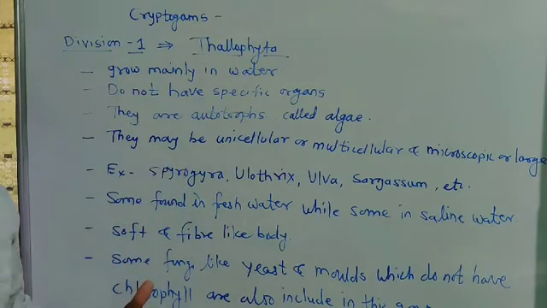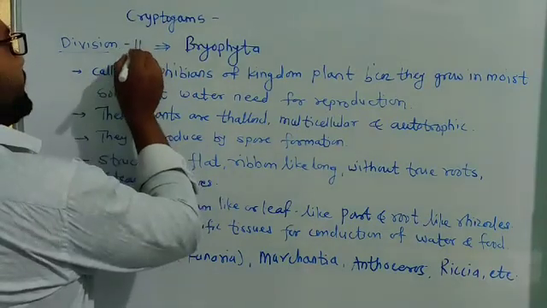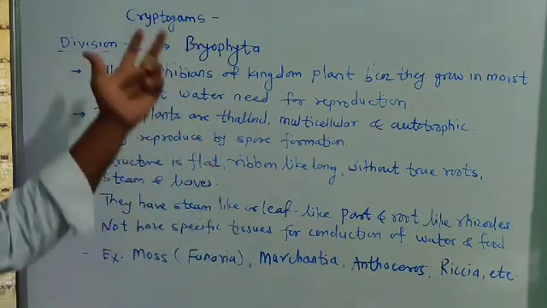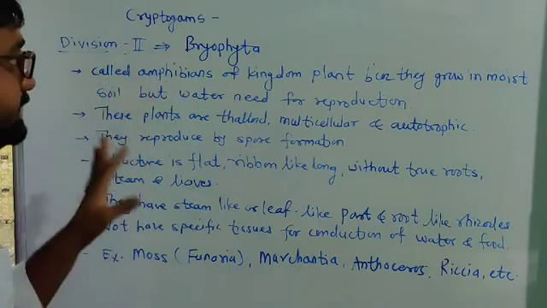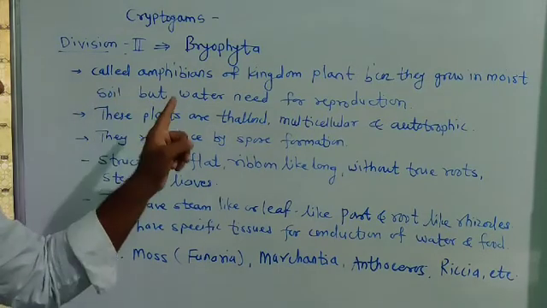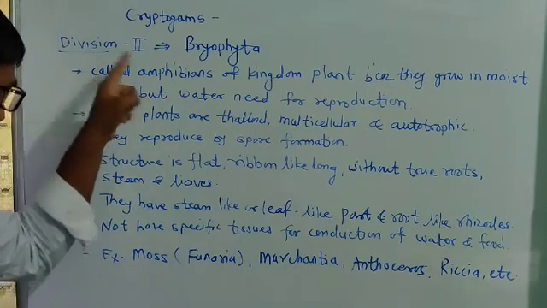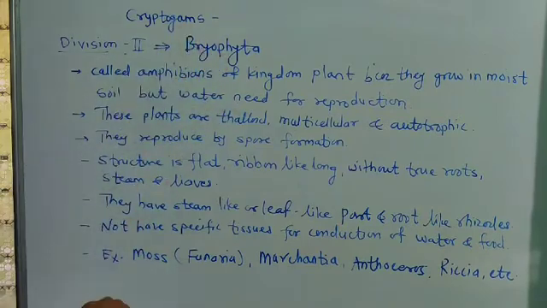Now we have to see about bryophyta. Now we have to see division second, that is the bryophyta. Up to now, what have we studied? Cryptogams. Cryptogams are the type of plants which do not bear seeds. These plants are generally divided into three divisions: thallophyta, bryophyta, and pteridophyta. We have studied division first, thallophyta. Now we have to see division second, that is the bryophyta.